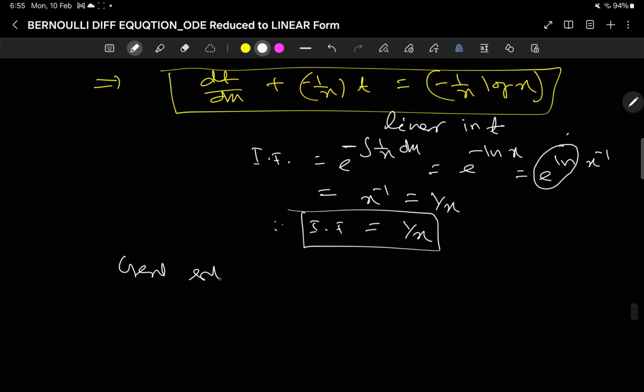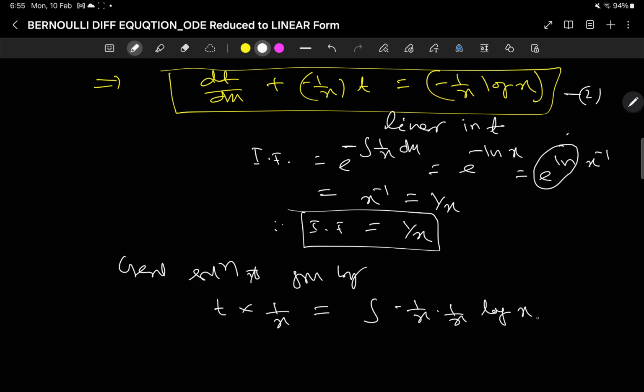Here the general solution of example 2 is given by t into 1 by x is integral minus 1 by x into 1 by x log x dx.